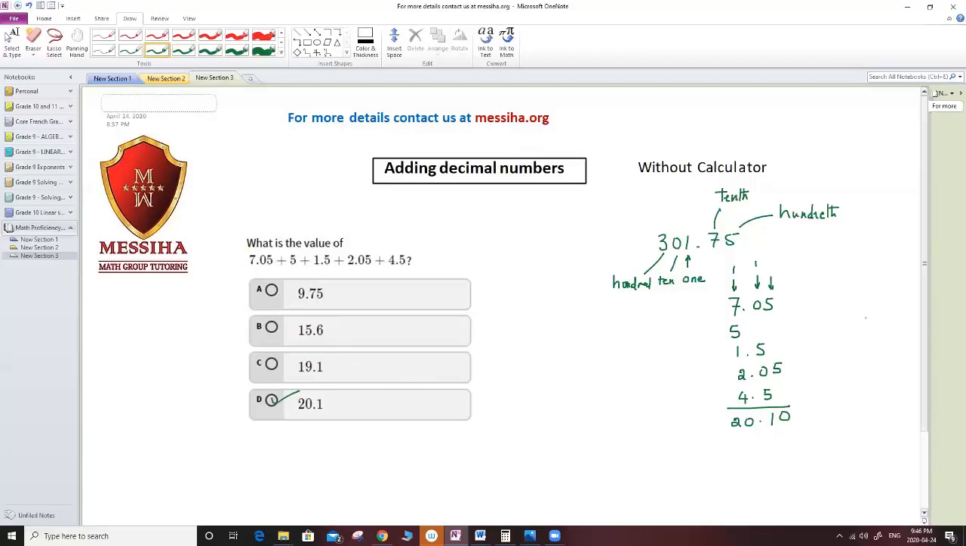And why do we have to do it this way? Because you see from the beginning of the question, it's without a calculator. So we are not allowed to use a calculator. So from the beginning, we need to try to do it this way, to put all the ones together, all the tenths together, all the hundredths together, and at the end, we add all of them. And this is how we can find the answer.